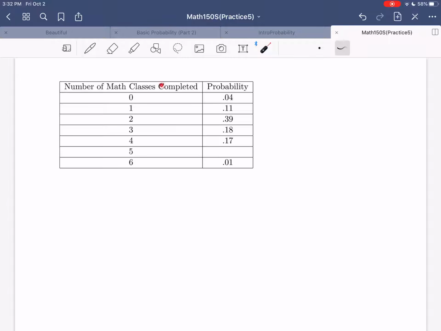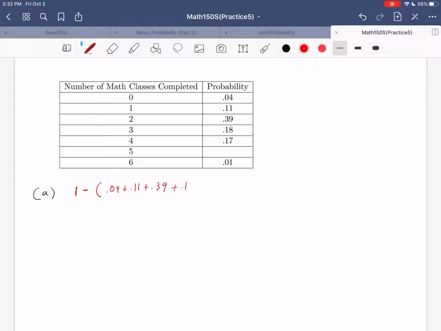Well, remember, this is supposed to be a probability model. So we know that these numbers have to sum up to 1. Whatever is left over after we add these up and subtract from 1 should be what we need to put here. So we can simply take 1 minus and add up all these things.